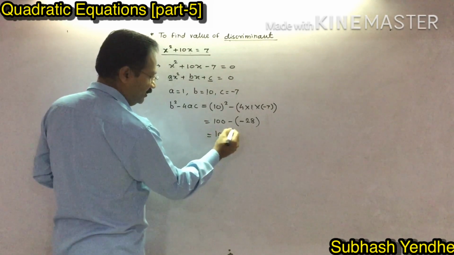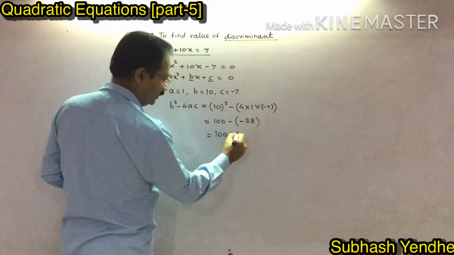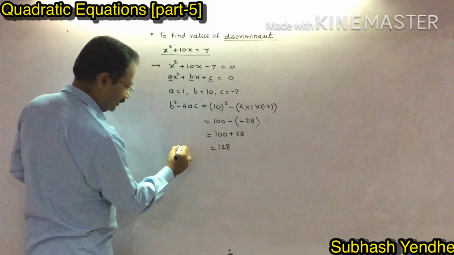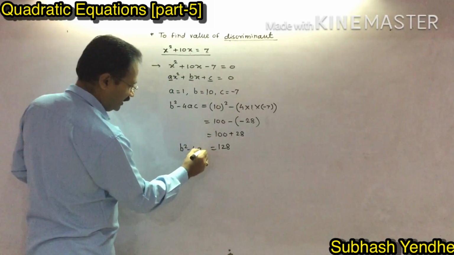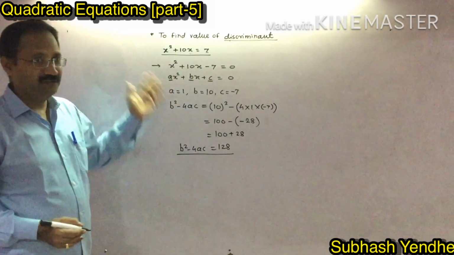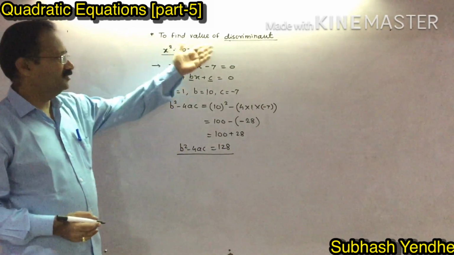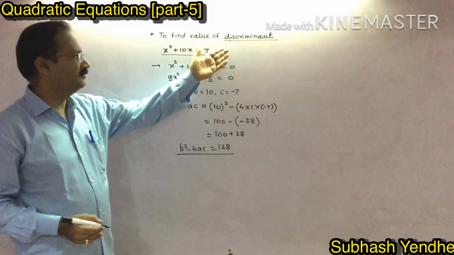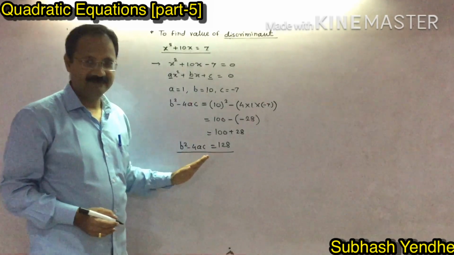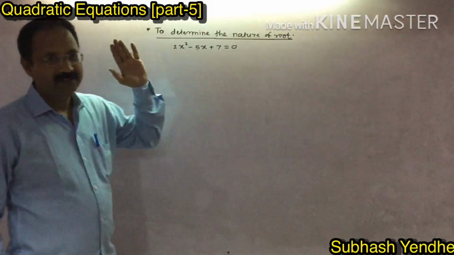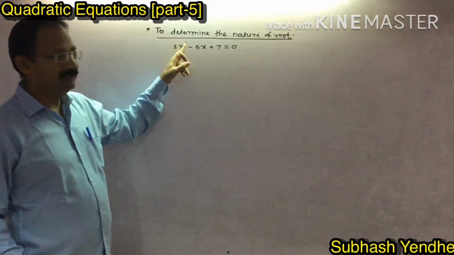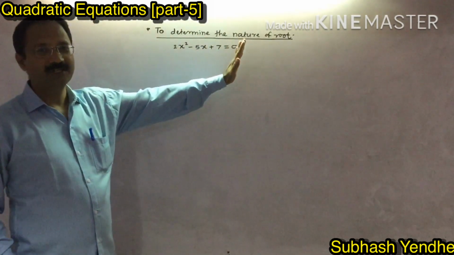So 100 minus plus, so you will get 128. The value of the discriminant is 128. This is very simple to solve. If they ask the question, find the value of discriminant, then you can find it easily. Okay? Let's see the second type of this one, to determine the nature of the root.